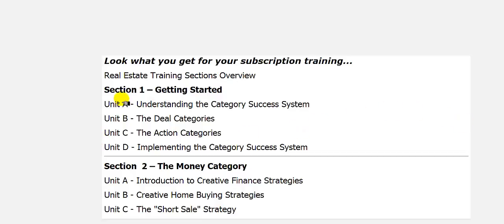The first section is section 1, getting started. We want to understand what we call the category success system, and then the deal categories, action categories, and implementing the category success system. And we'll be going through the detail of that.